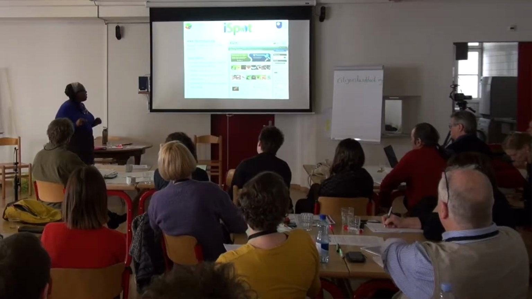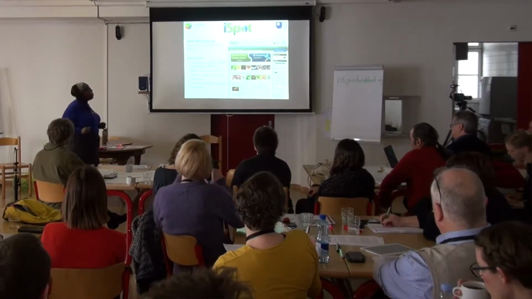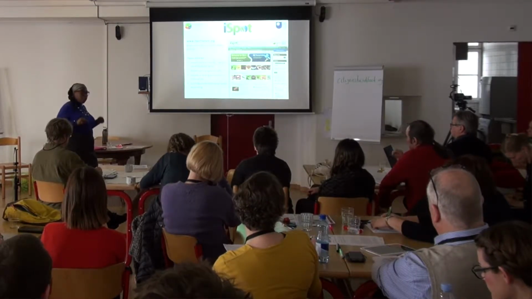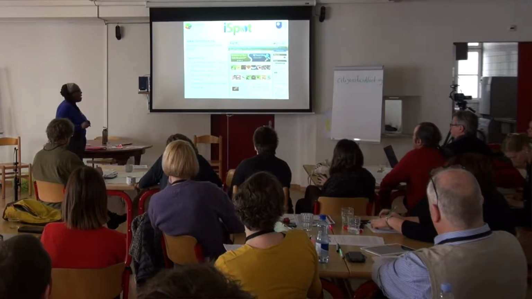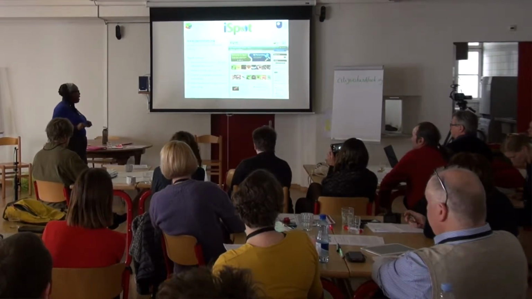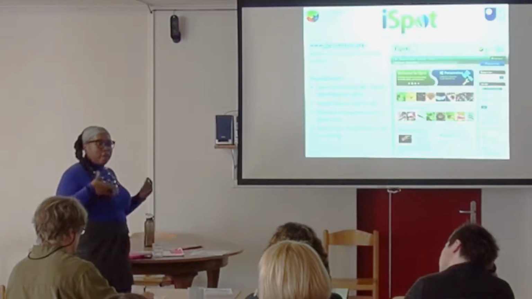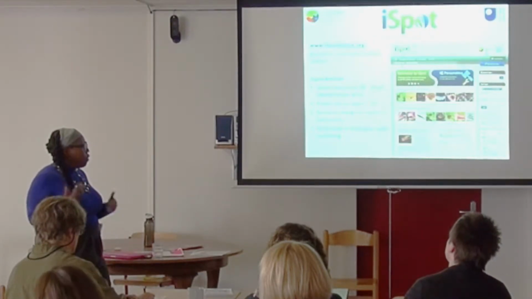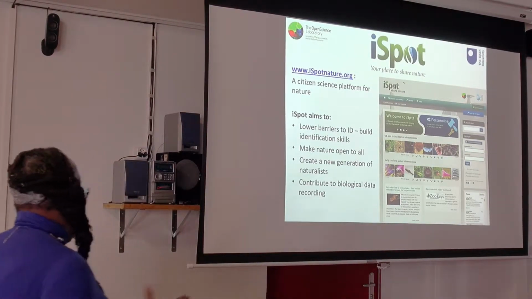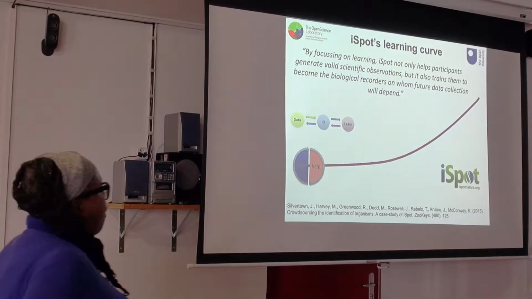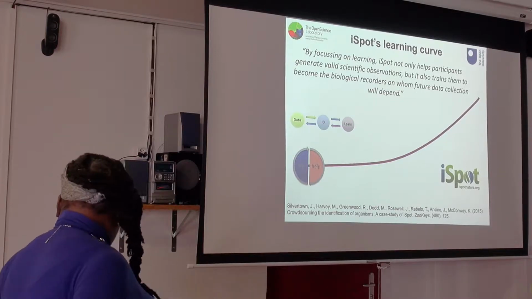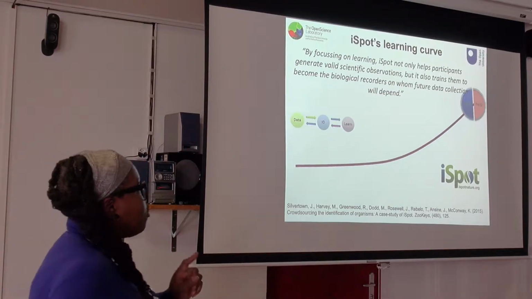So iSpot, launched in 2009, is a platform for anybody who likes nature. You pretty much can post an observation and get help with identification. And as you do so, you learn and build your skills. We aim to lower barriers to ID, make nature open to all, create a new generation of naturalists. I mean, in the UK, they're a dying breed, but we're trying to get young people on board to get them more engaged, and going through school is a good way to do that. And of course, we want to contribute to biological data recording, and that feeds into research. So, our learning model is built along the premise of, with reputation and help, you can go on a learning journey.